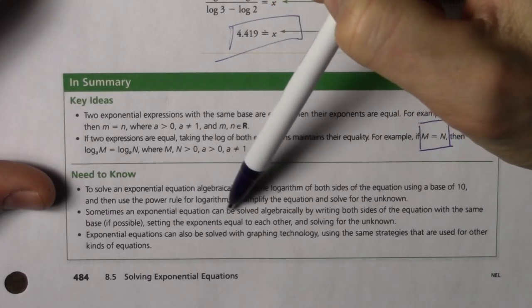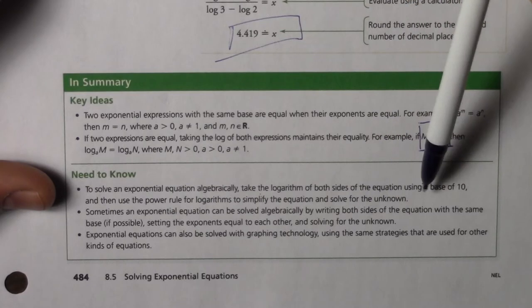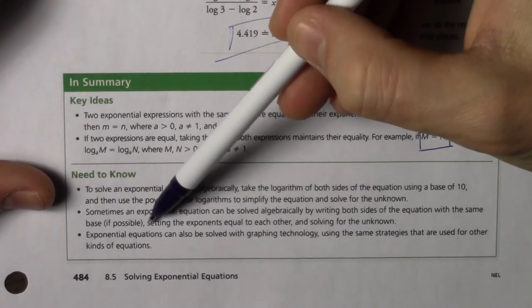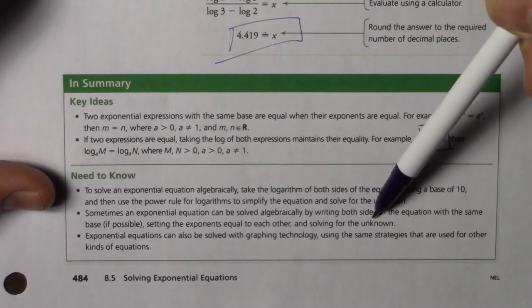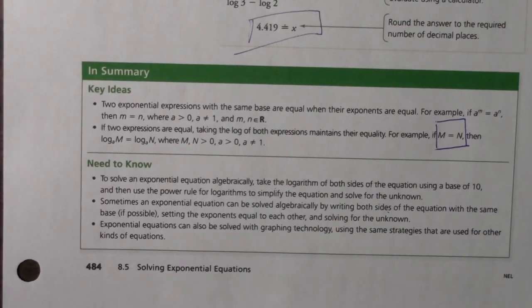Sometimes an exponential equation can be solved algebraically by writing both sides of the equation with the same base. If possible, setting the exponents equal to each other and solving for the unknown. Why do you guys think that finding the same base might not always be the best way to do it? Or what's a disadvantage of doing that? Can anyone tell me? You know, where we find the same base and we just equate the exponents? Why does that not always work?